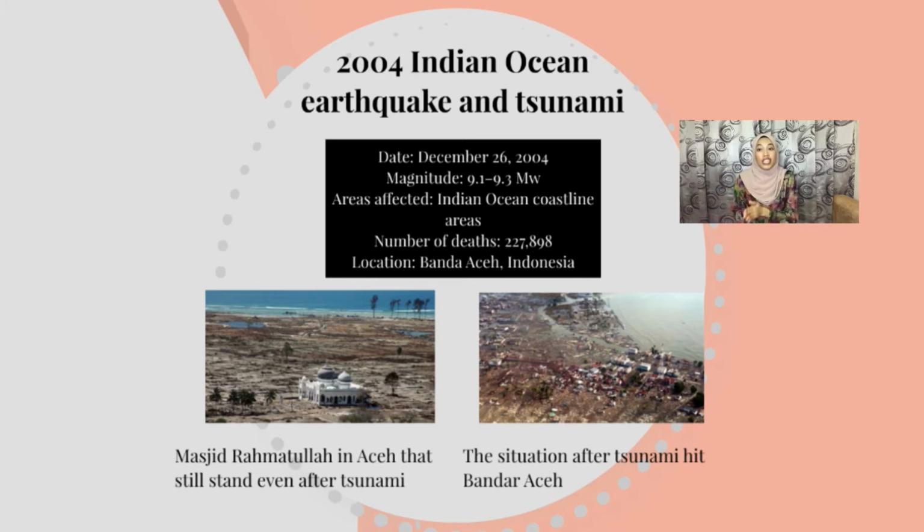The worst hit country was Indonesia, with 167,514 people listed as dead or missing. The Sumatra-Andaman earthquake, which caused the 2004 Indian Ocean tsunami, is estimated to have released an energy equivalent to 23,000 Hiroshima-type atomic bombs. In Banda Aceh, the landmass closest to the quake's epicenter, the tsunami wave topped 100 feet.